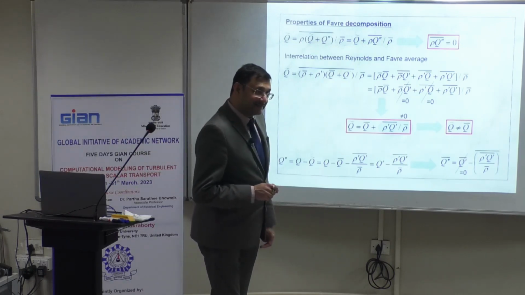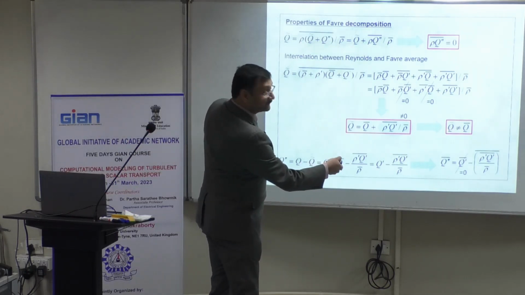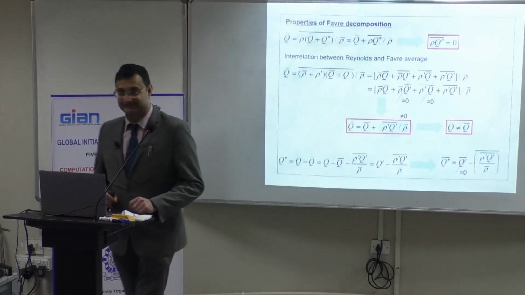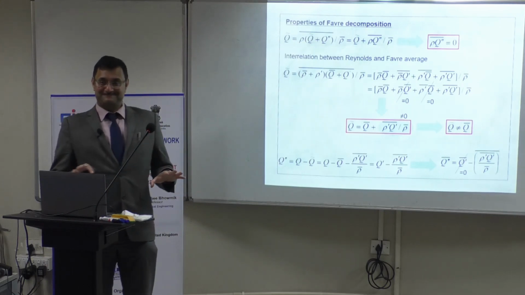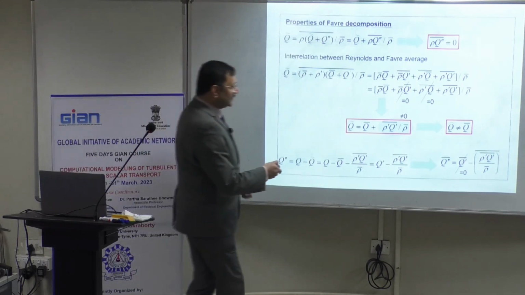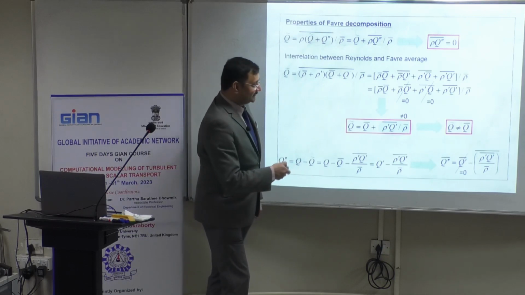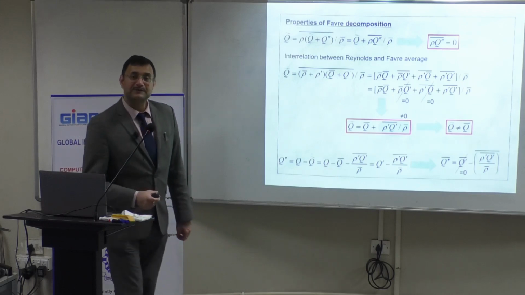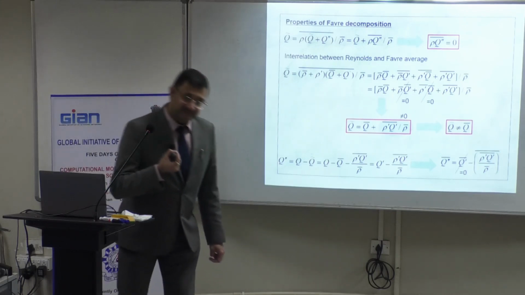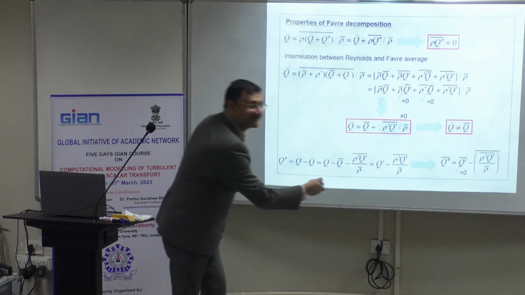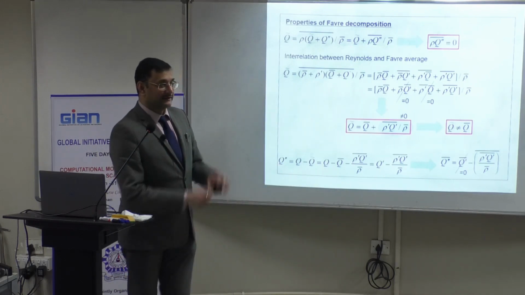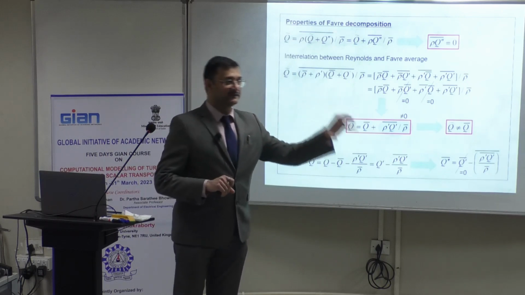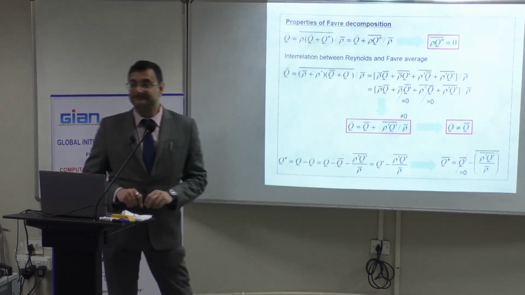That also tells you the Favre mean is not equal to the Reynolds average. Clear? Obviously, how far apart they are depends on this quantity. But you can also appreciate that when there is no density fluctuation, these two are going to be exactly equal to each other. So, in the region of the flow where density does not change, the Favre mean reduces to the Reynolds average quantity.